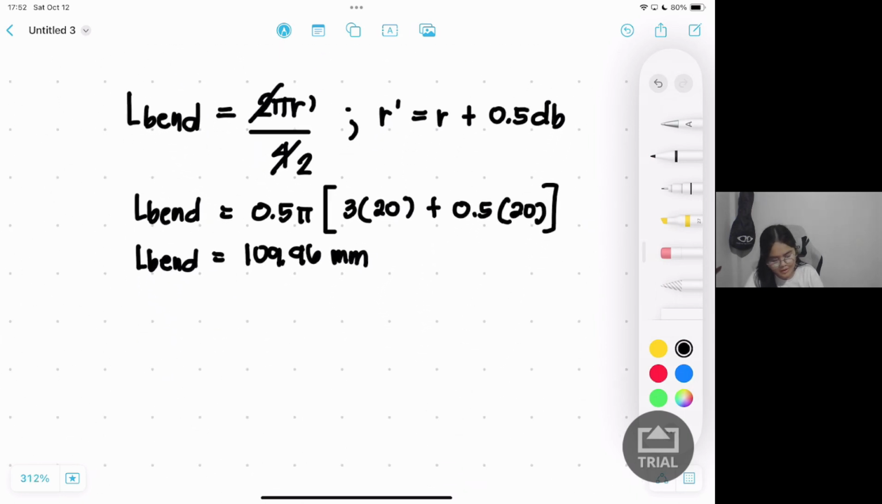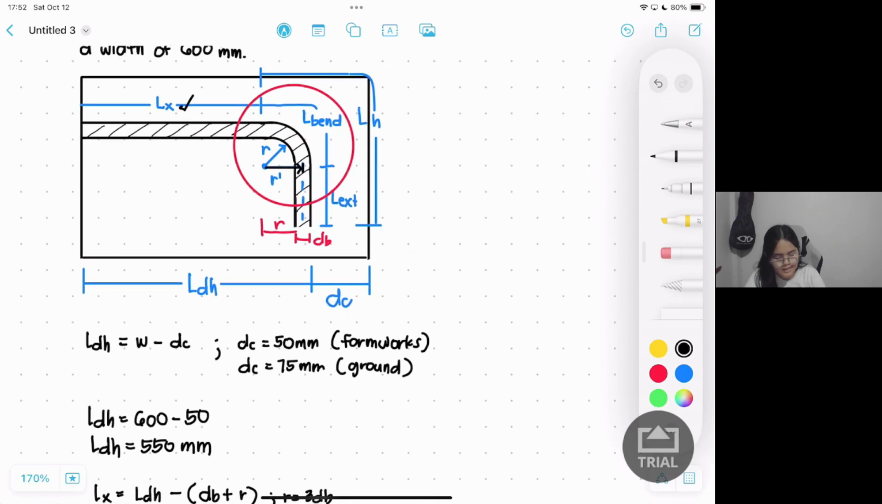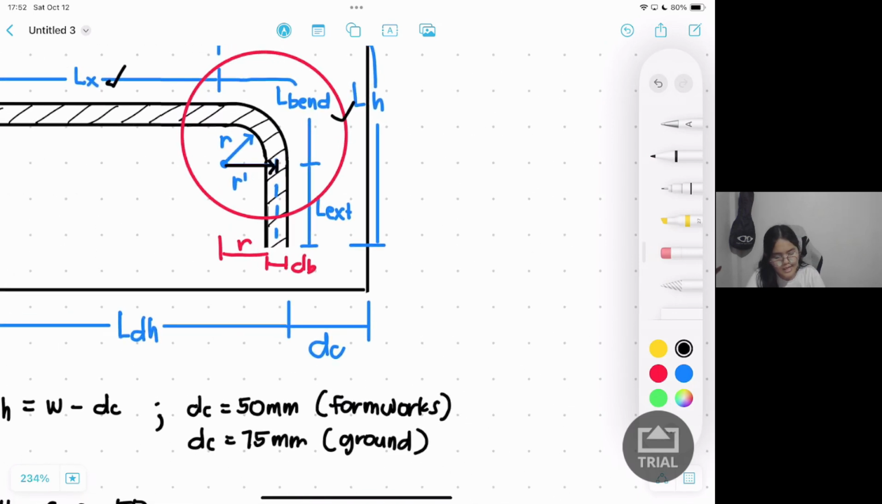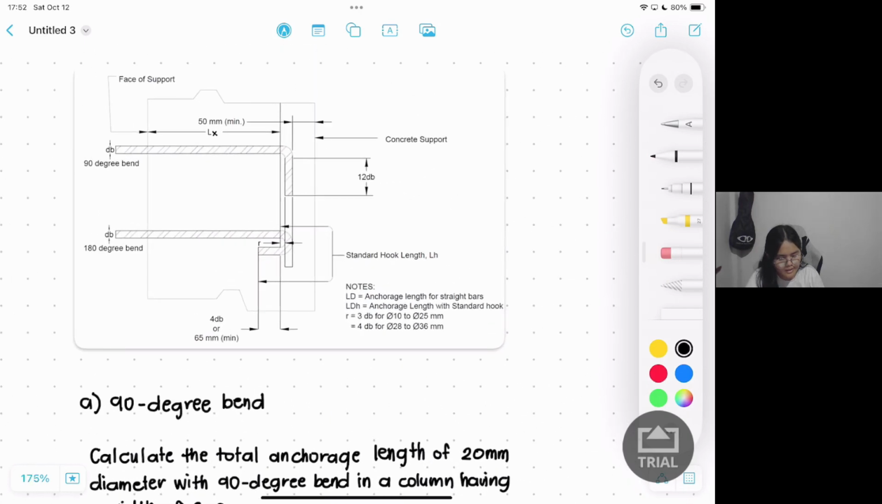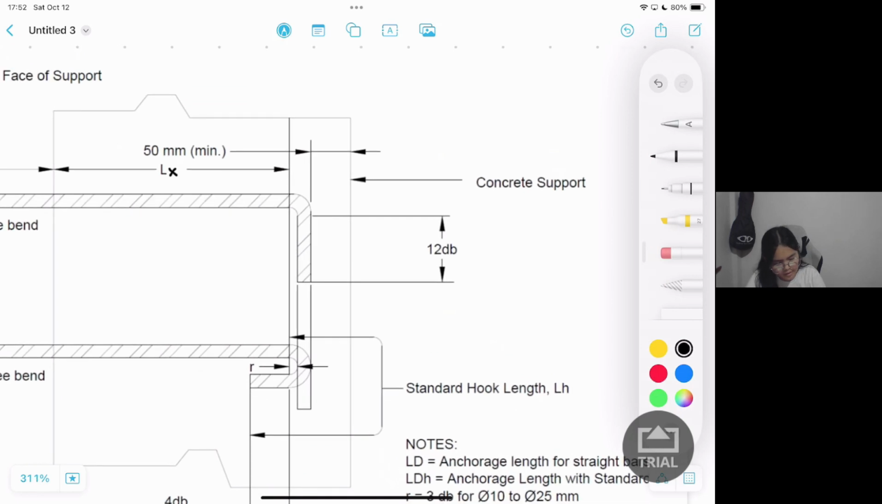Okay? And then, next, so, na-compute na natin si Lx, na-compute na din natin si L bend. Lastly, compute na natin si L extension. So, paano ba yung extension? So, according dito sa provision natin, ang L extension ay 12 dB daw siya.